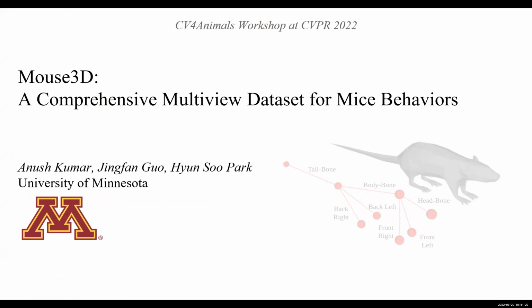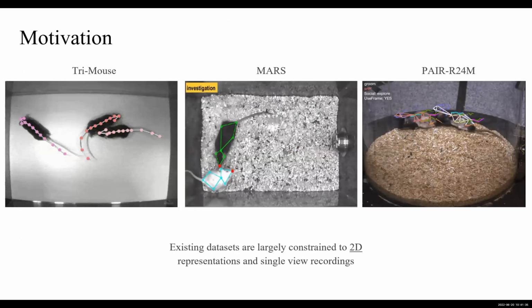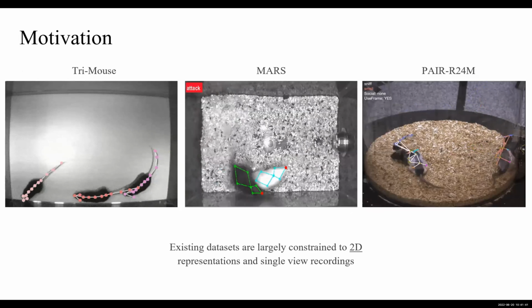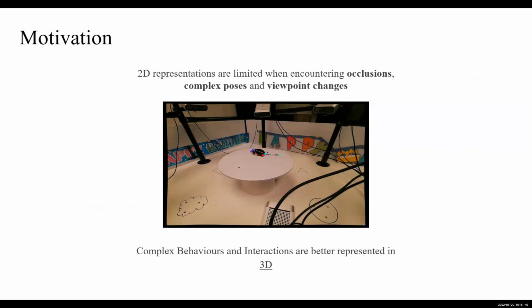Our motivation for presenting this data set was that most of the existing data sets are largely constrained to 2D representations, except for a few data sets like PAIR-R24M and the RAT7M, like you mentioned. The constraints with 2D representations are that they are not enough when you're encountering occlusions, or when the mouse assumes really complex poses, or when their viewpoint changes. For example, in the clip you see here, you can't completely understand the full pose of the mice because of this 2D nature of it. But if you had a 3D representation, it might be more clear what the entire pose the mouse is assuming.